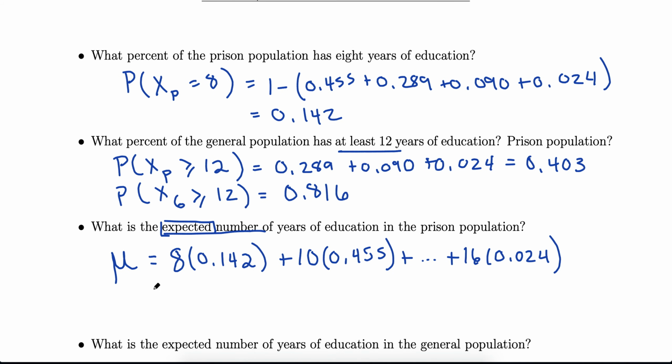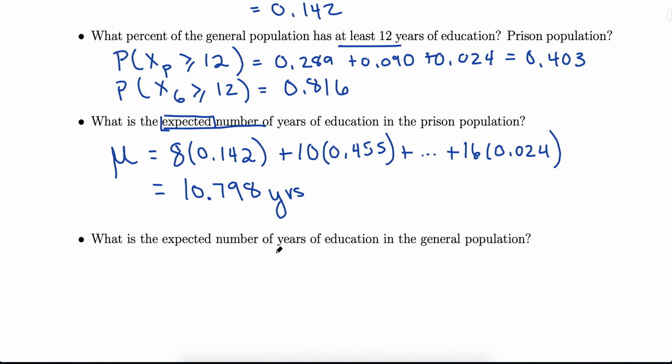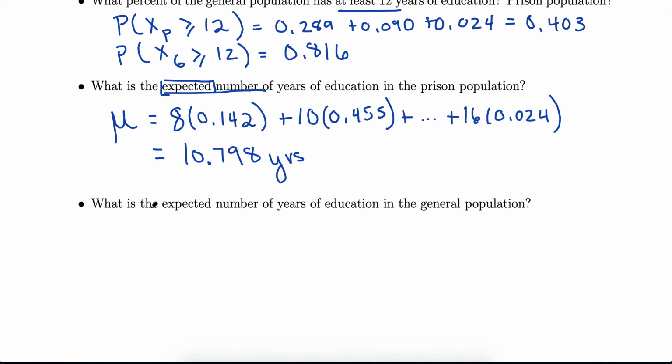So if you want to pause, try it on your calculator. When you do, I got 10.798 years of education. Again, the decimal may be strange to you. Don't worry about it. We're talking about an average. And our answer makes sense. 10 occurred almost half the time, so our average should be around there. All right, on your own, try this last one, and then we'll check it together.